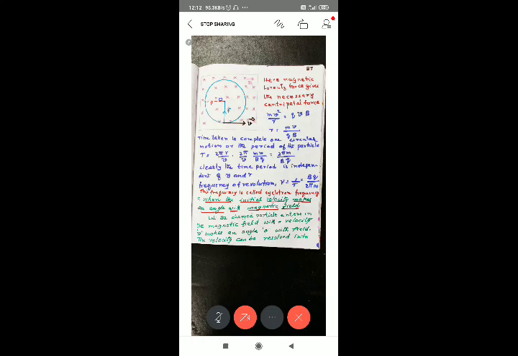Okay, so we were discussing the motion of a charged particle in a perpendicular magnetic field. Magnetic field and velocity of motion are both perpendicular. In that case, what will happen, or in what direction will the charged particle move? That is what we were discussing yesterday.